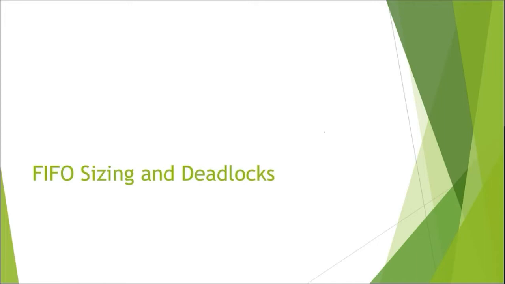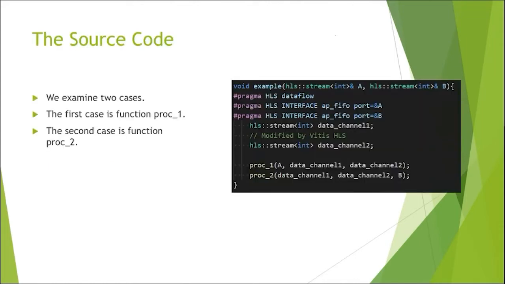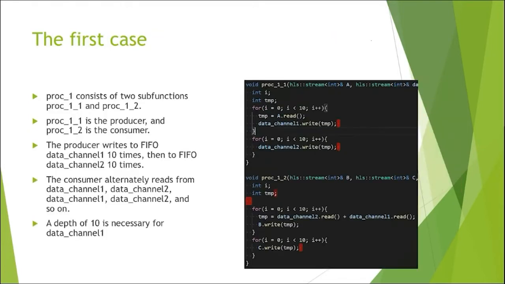Okay, so here's the second lab. The topic is FIFO sizing and deadlocks. And this is the source code. In this lab, we examine two cases. The first function is proc1 and proc2. The first case is proc1, and in this case, we have two subfunctions, which are proc11 and proc12.